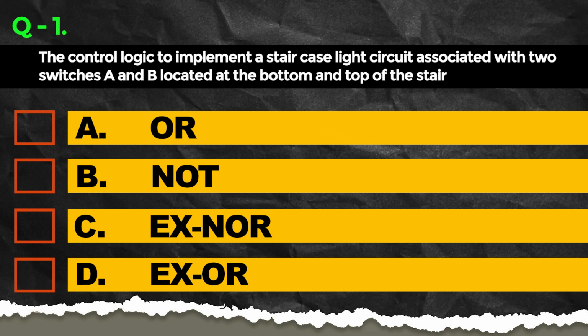We can say that these are the two input variables of a logic gate, and you know how a staircase lighting operates. When you want to climb up the stair, you switch on switch A, and when you reach the top of the stair or the landing through switch B, you switch it off. Similarly, while coming down the stair, switch on B, and on landing, you switch off the light by switching off the switch A. Therefore, we can implement a staircase lighting using an exclusive OR gate. That is, the correct option is D.